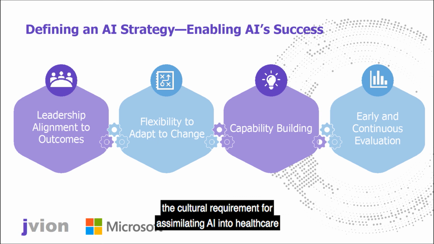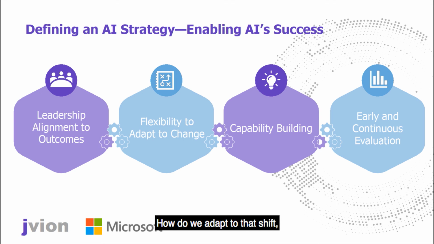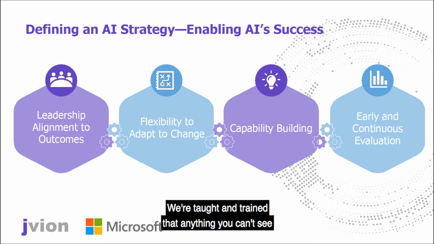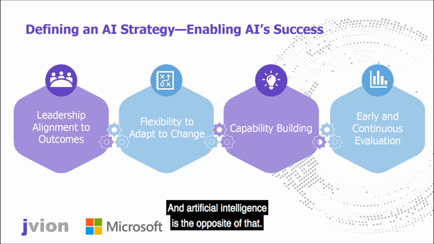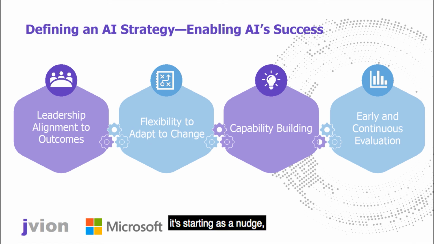I want to just touch on too that flexibility and that ability to adapt to change. The cultural requirement for assimilating AI into healthcare and with providers in particular requires that flexibility. Artificial intelligence, it's both disruptive and it's also threatening to the very people who would probably need to use it or who will be using it. So how do we adapt? How do we adapt to that shift? And especially physicians and nurses, we're taught and trained that anything you can't see, touch, or feel, or really understand and get your hands on, then we almost reject it. And artificial intelligence is the opposite of that. It is unknown. What we can see is the output, and so the validation approach is different.